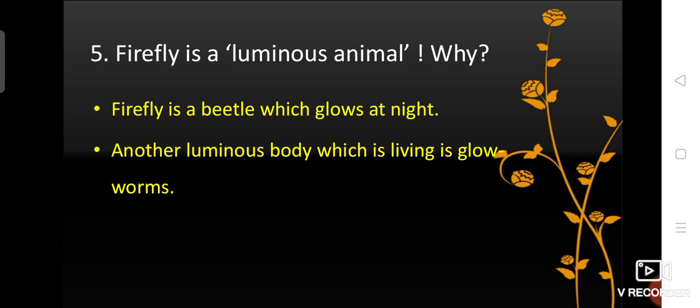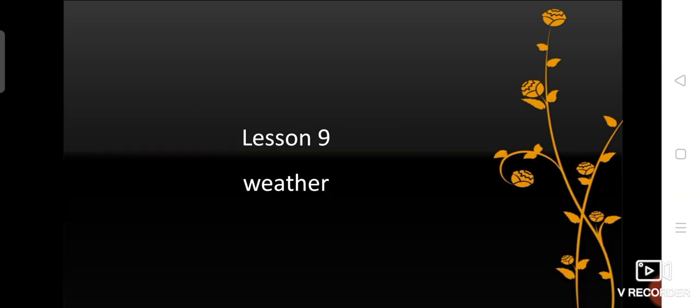So why is the firefly a luminous animal? Because it glows at night. We usually say that only when light hits an object can we see the object. But without light, even at night, we can see the firefly beetle. So it is a luminous animal. Have you understood? Okay. So with this, lesson 13 is over. So go through the video again and study well.